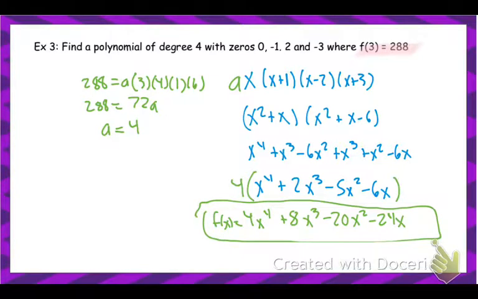So again, if you're given other information, we've got to solve for that a value. And remember, it gets multiplied by the entire polynomial. We have to distribute it to all those terms that we get.